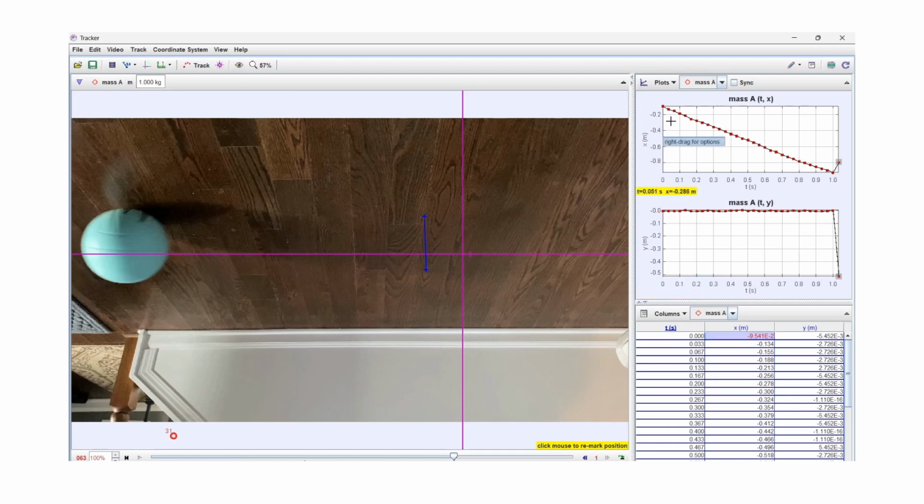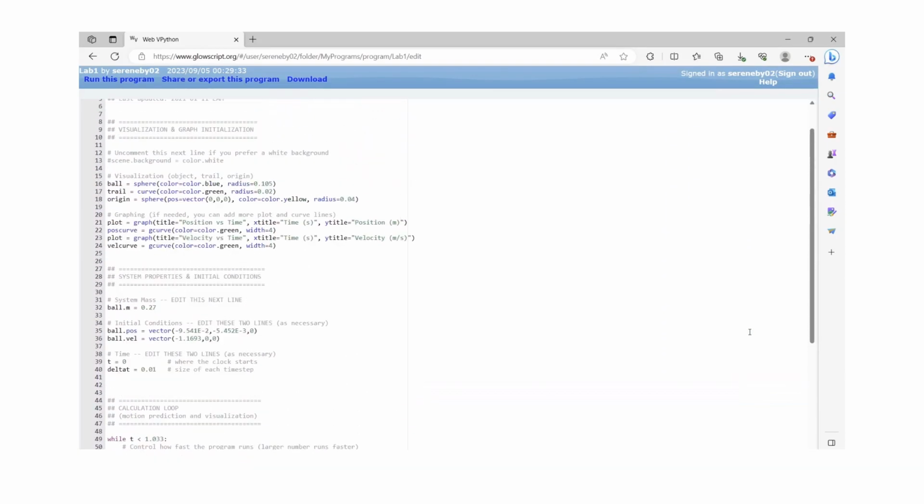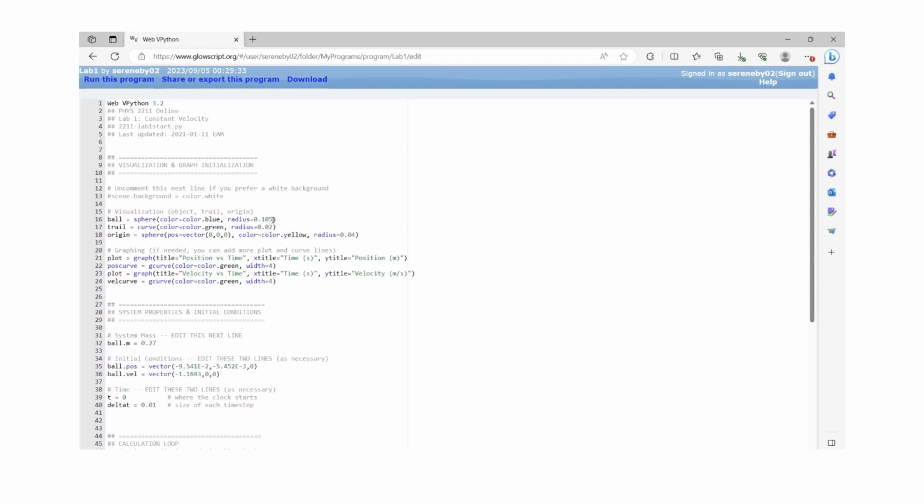And here is the position versus time graph. And here we have the code. I've edited the radius of the volleyball to be 0.105 meters, and I've edited the ball's mass to be 0.27 kilograms. Here we have the initial position and the initial velocity.